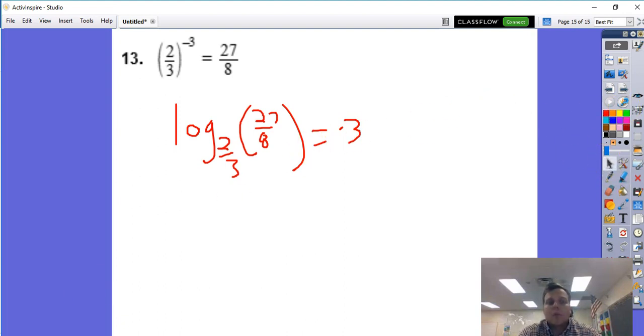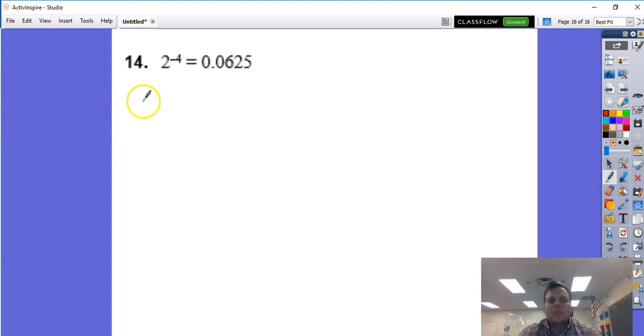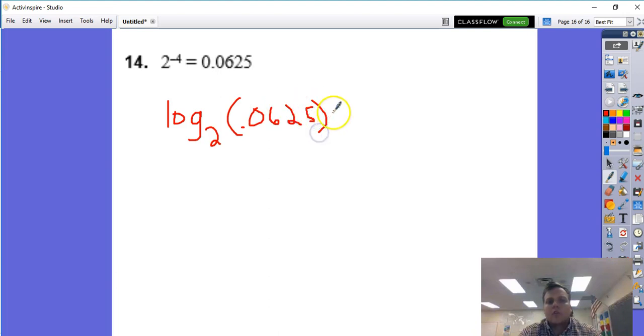Let's try problem 14. Problem 14 is the same type of question. I want you to take this exponential form and rewrite into log form. So you just say log base 2 of 0.0625 is equal to your exponent, which is just negative 4. And bam, you're done. That's all there is to it. That's the entire problem. It's really just that simple. All right, let's move on.